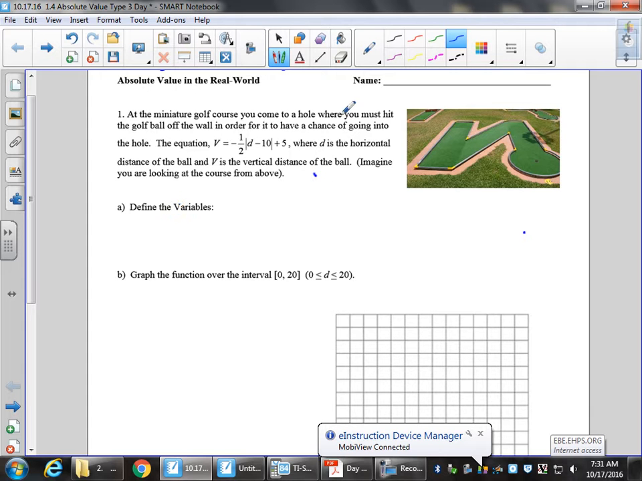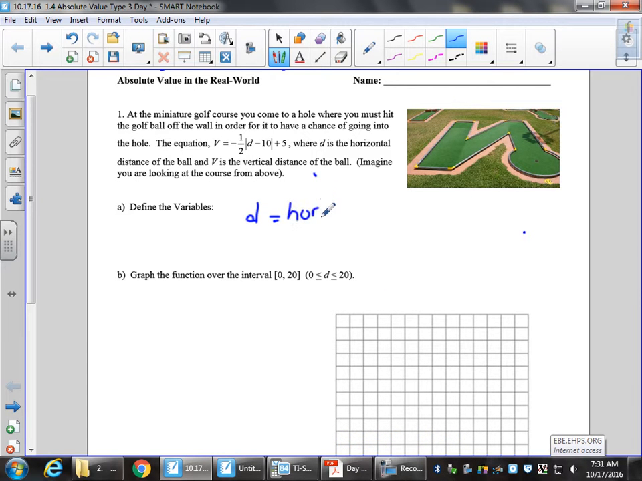Let's first define variables. Who's got variables for me? Horizontal distance? Yes. How is the horizontal distance being measured? What's my unit of measure? Does it tell me? No. Can we reason on what would make sense? That looks like a pretty decent length. Let's go feet. And V is the vertical distance of the ball, or as you put it, which I like, height off the ground.